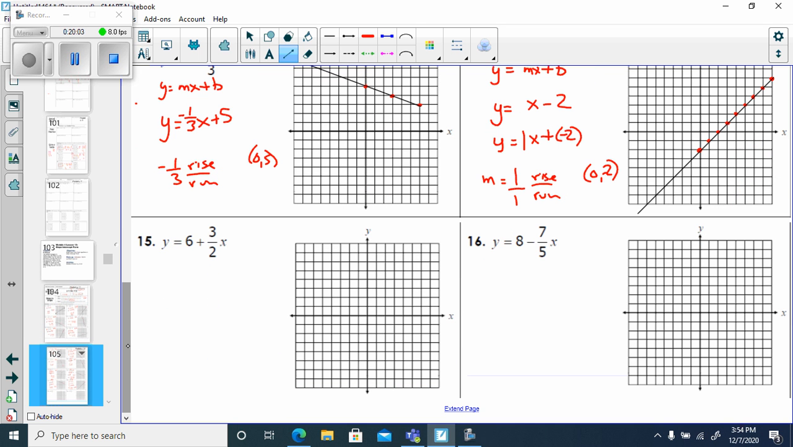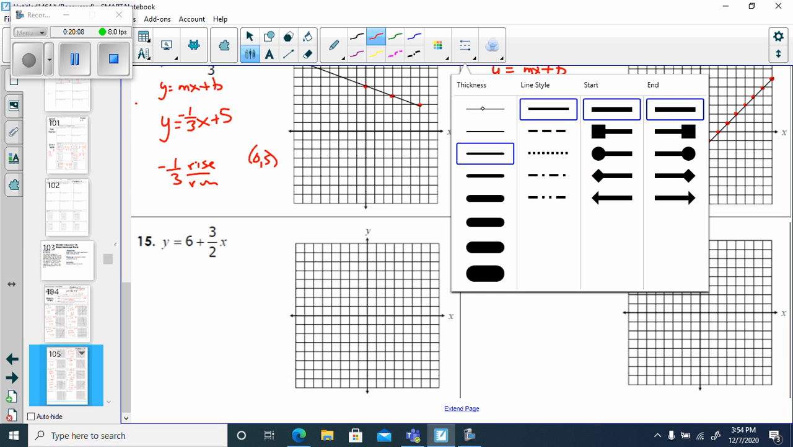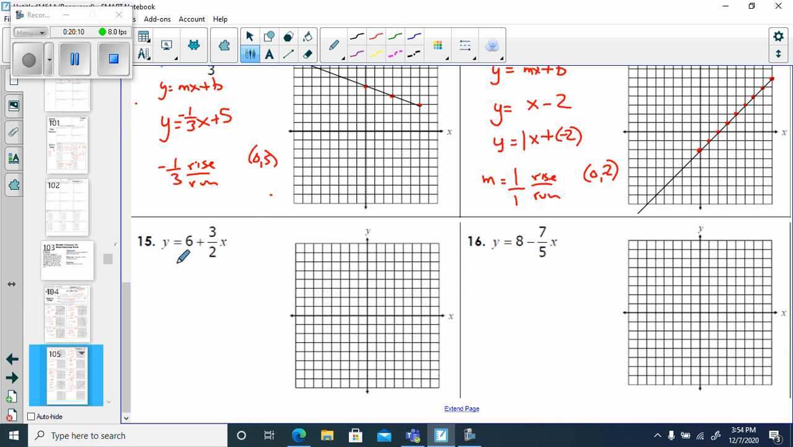Let's look at number 15 down here. Same situation. Y is equal to 6 plus 3/2 x. Okay, if I've got y is equal to mx plus b, the x is here, so I need to take all of this and move it over there. And I need to take this b and move it over here. Y is equal to, see, your m is 3/2. Here's your x plus your b, which is 6.